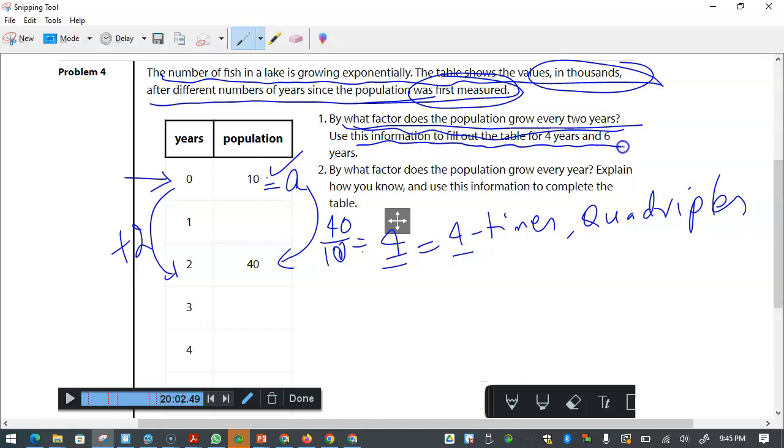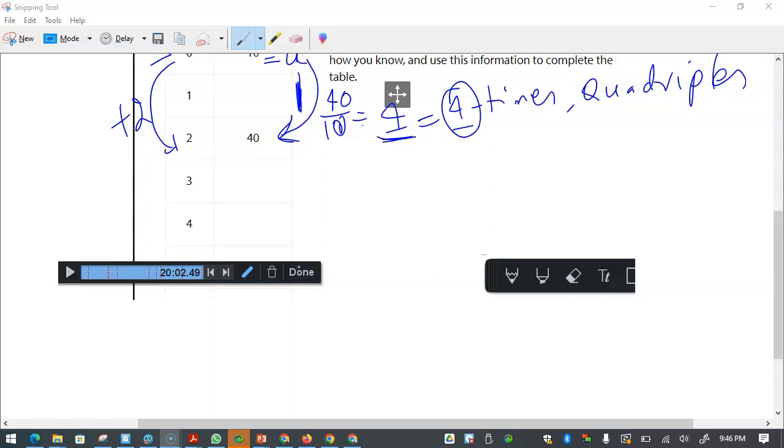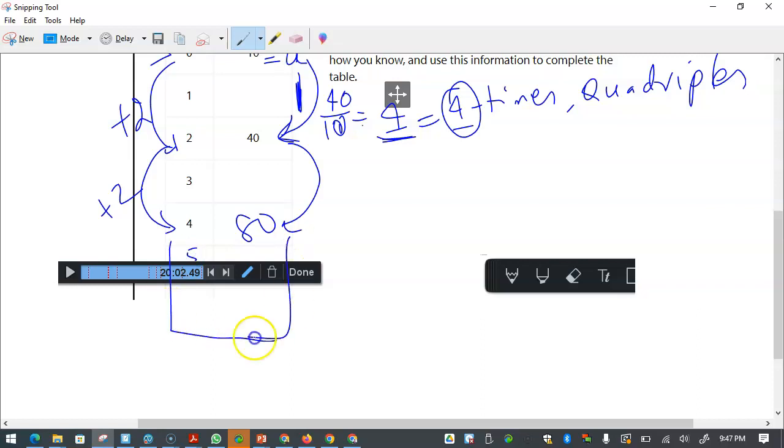Use this information to fill the 4 years and 6 years. So we can clearly see this B is 4 times for every 2 years. But we have to fill this, right? So to fill this every 4 years, if this is 40, this will be another 2 years. If you add plus 2, this is going to be 80. And if this is 5 and the next one is 6, from here to here is plus 2, and this will go to 160, correct? So every 2 years, that's how it is.